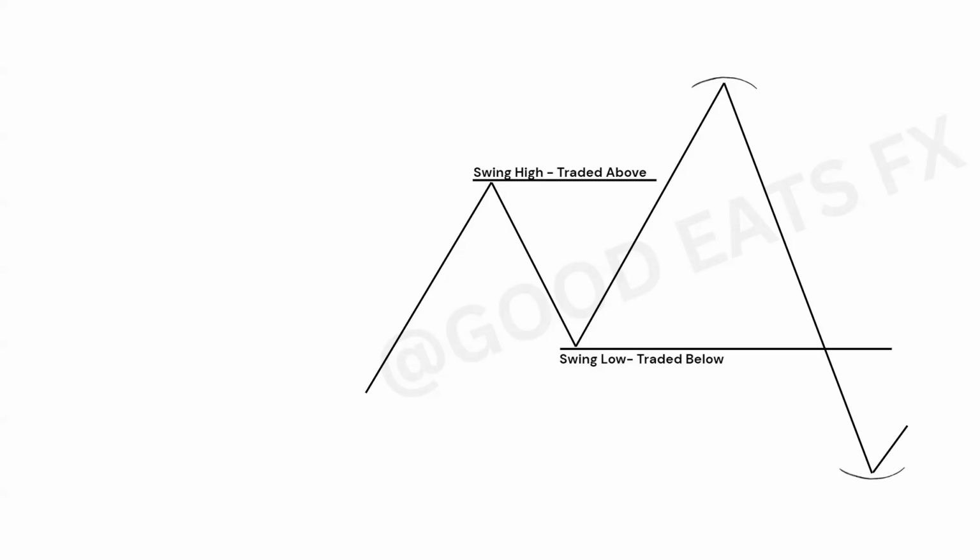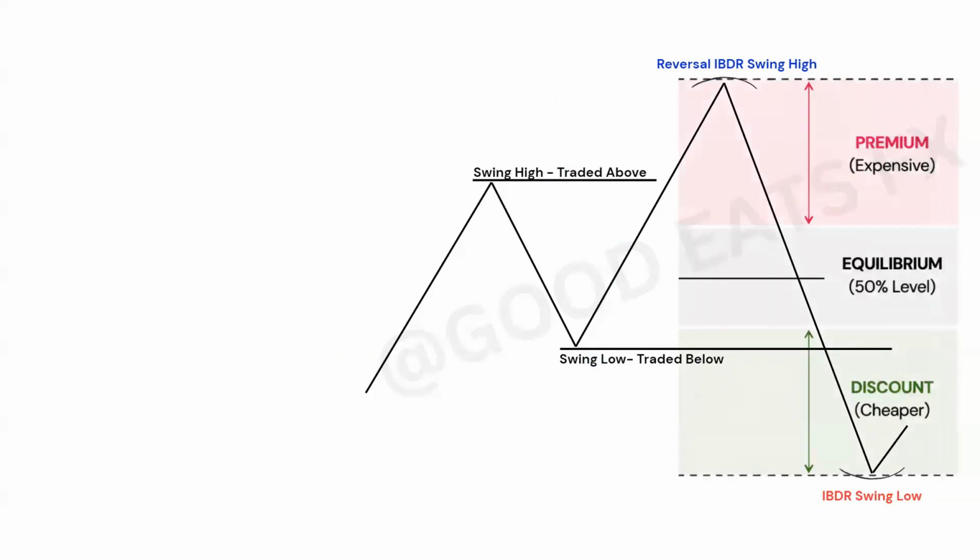So our range of opportunity went from being a bullish range from this low to this high. But now that we traded above this swing high and below this swing low, now we have a reversal IBDR swing high and swing low. We have our range to tell us expensive prices or cheaper prices. Above our 50% level, we have our expensive prices, and below our 50% level, we have our cheaper prices.